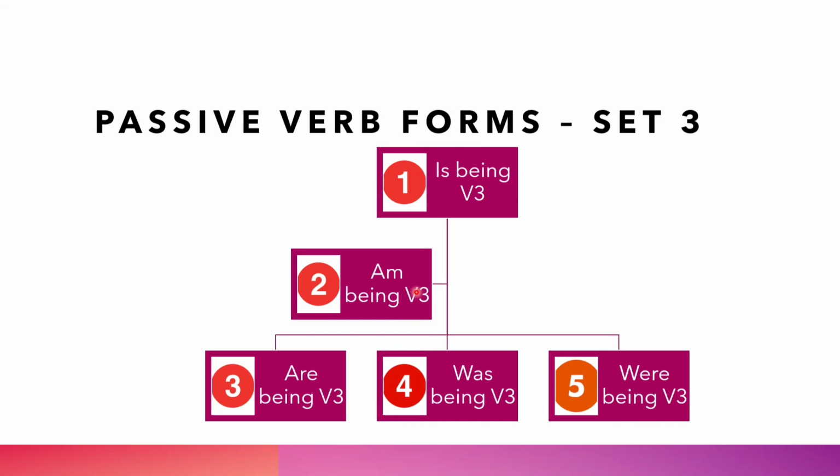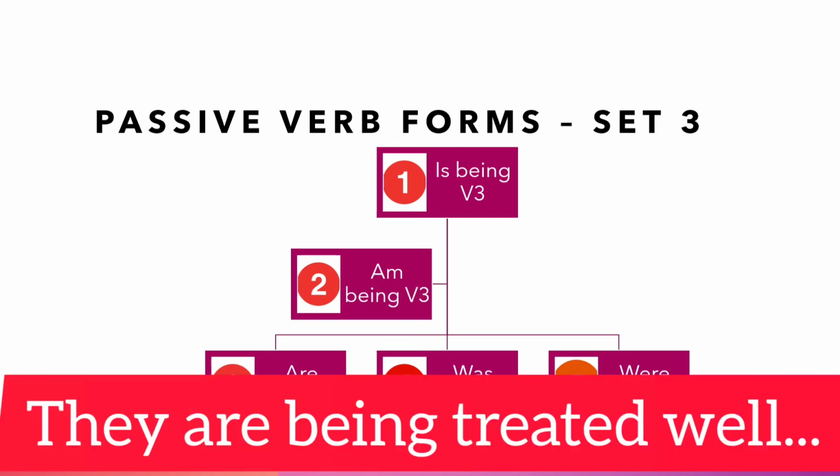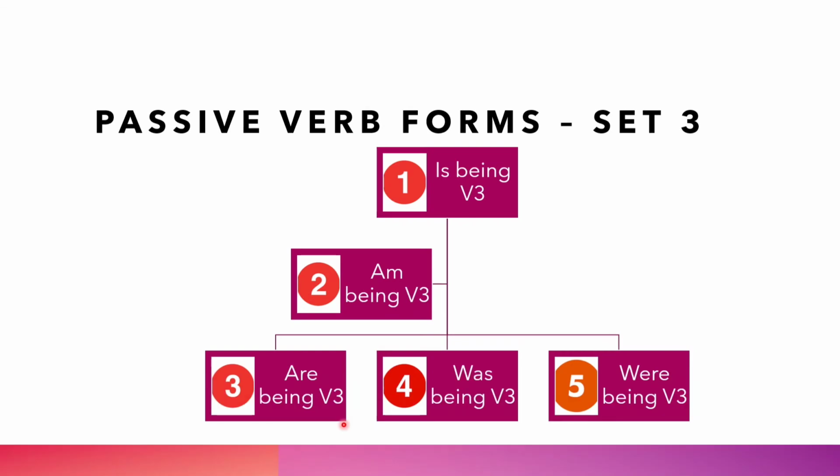That means somebody is scolding me. They are being treated well. Okay, somebody is treating them well. Okay, like that, was being V3 or were being V3 also can be used. You have to remember, when you make a passive voice sentence, the subject should not be the doer of action. For example, if you say, I was being insulted, there, I am not the person who insulted someone. Somebody was insulting me. They were being praised. That means they were not praising anybody.